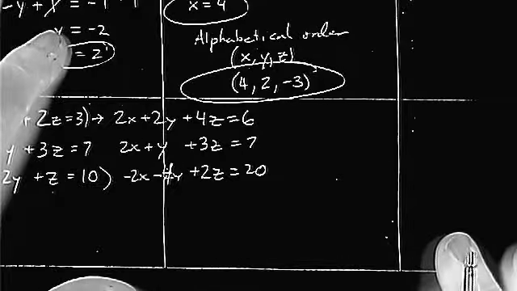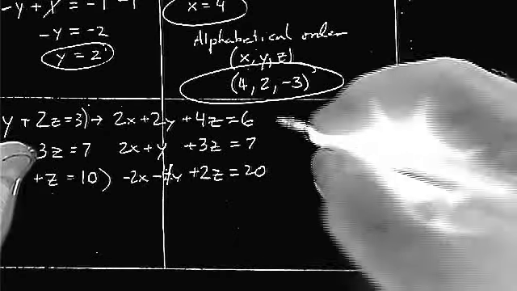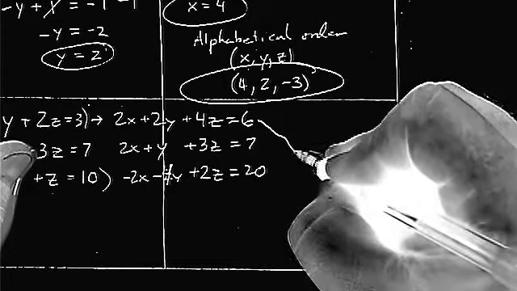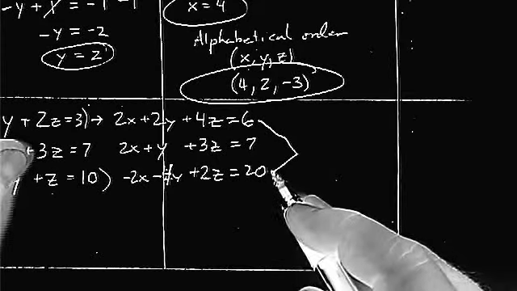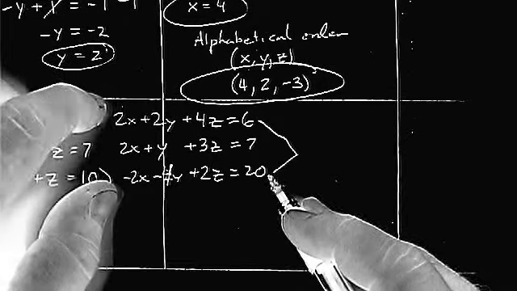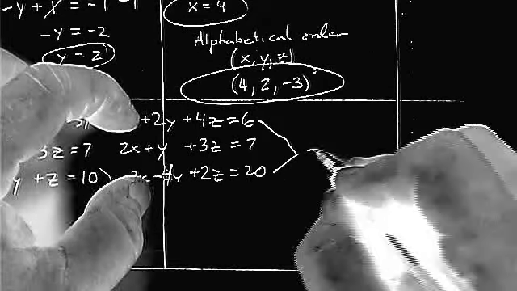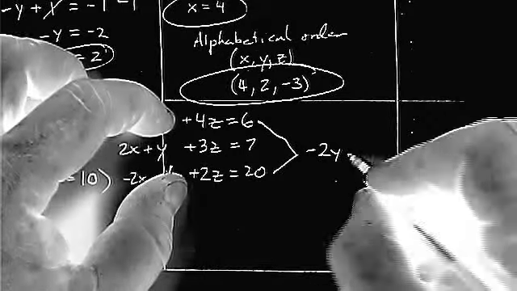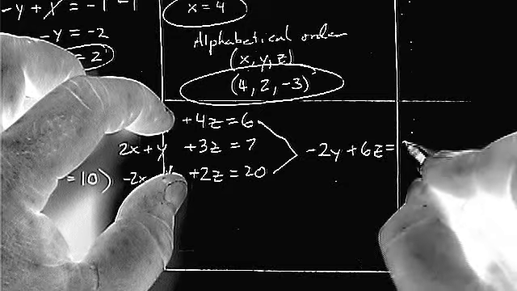Alright. Now I need to pick a pair to add together. One pair that I see that I'd like to add together is the first and the third. Those two add together and give me, well, the x's cancel. Then I get minus 2y plus 6z equals 26.